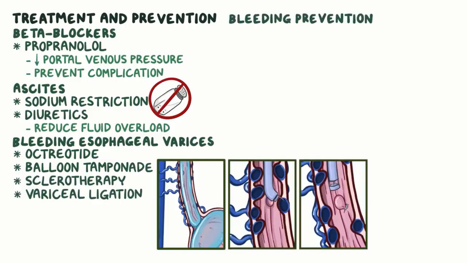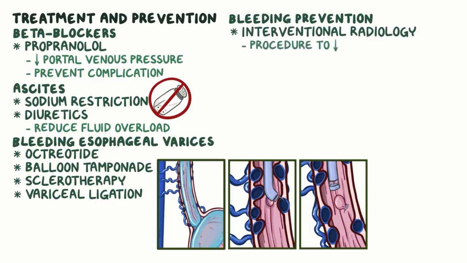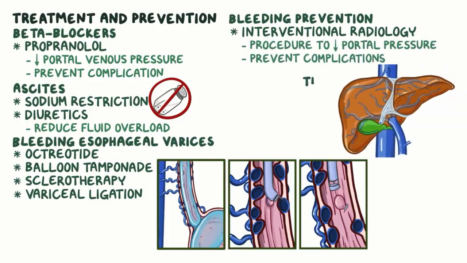To prevent bleeding from happening again, an interventional radiology technique called TIPS is the preferred procedure to decrease hepatic portal pressure and prevent further complications. With TIPS, a tube is inserted via a catheter to allow communication between the portal vein and hepatic vein.